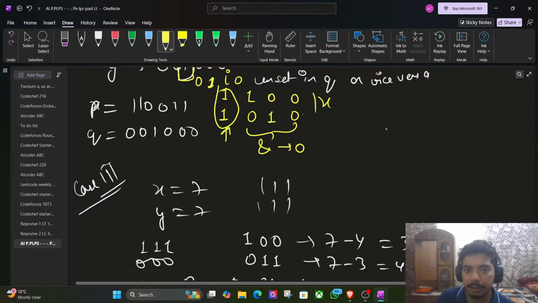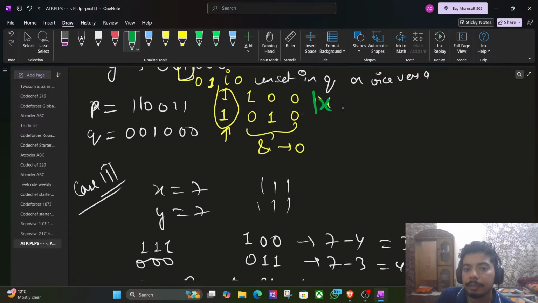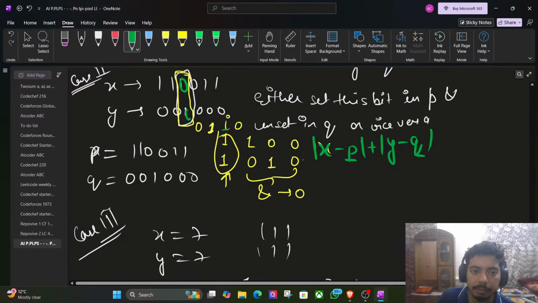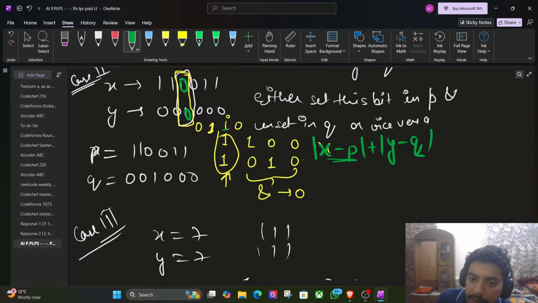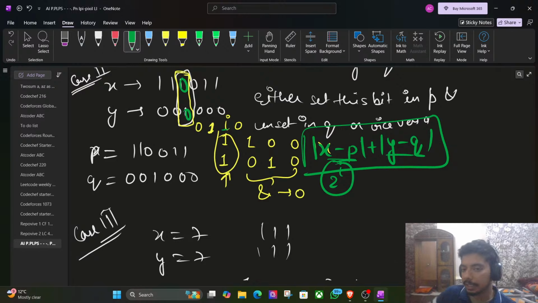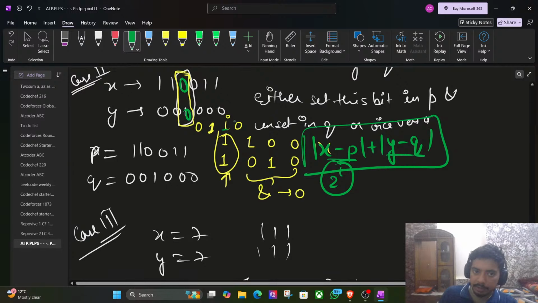I can write it here. I'm writing with green. So when you do x minus p and y minus q, if you decrease any of these two values, you have to give the particular cost of this particular i. Because if you are putting 0 on both of these values, it will definitely give you x and y as 0, but it will take some cost. The cost will be 2 raised to power i. So this equation sum will increase by 2 raised to power i. That's why we are not putting 0 0 in any of them.